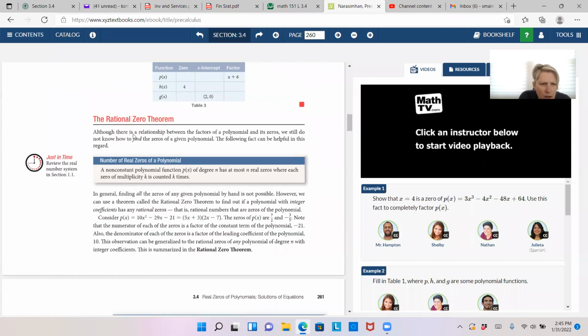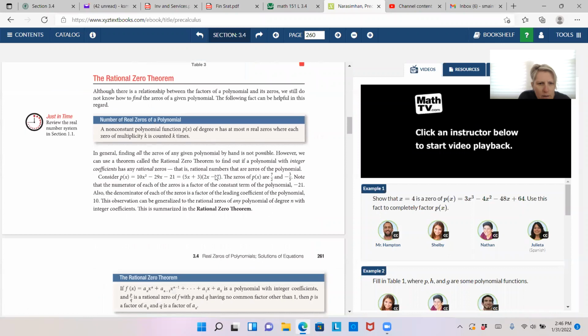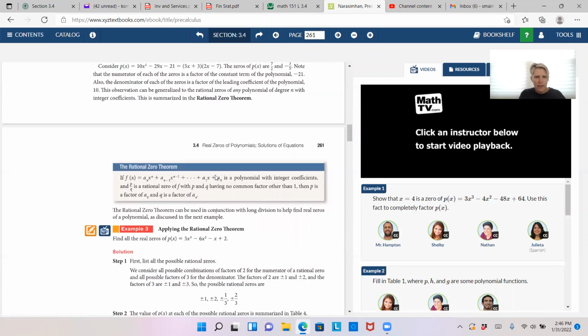It's called the rational zero theorem, and it says a non-constant polynomial function of degree n has at most n real zeros, where each zero of multiplicity k is counted k times. So we can find all of the possible rational zeros. If we have a polynomial with integer coefficients, we look at p divided by q, where p are factors of your constant a0 and q are factors of an, your leading coefficient.